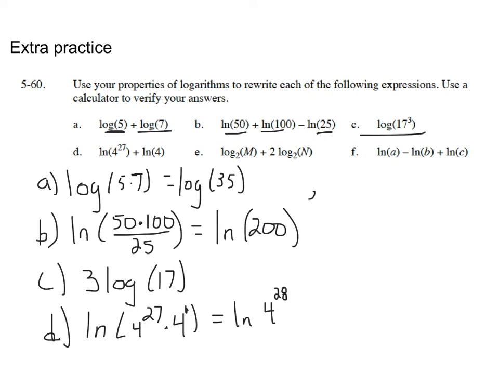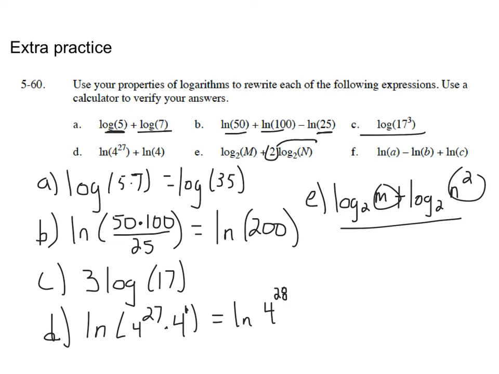E, I have a 2 out in front here. I'm going to pull that up as an exponent. So I'm going to start by rewriting this as log base 2 of m plus log base 2 of n squared. And when I'm adding logs of the same bases, I'm going to multiply these values together. So I have the log base 2 of m times n squared.